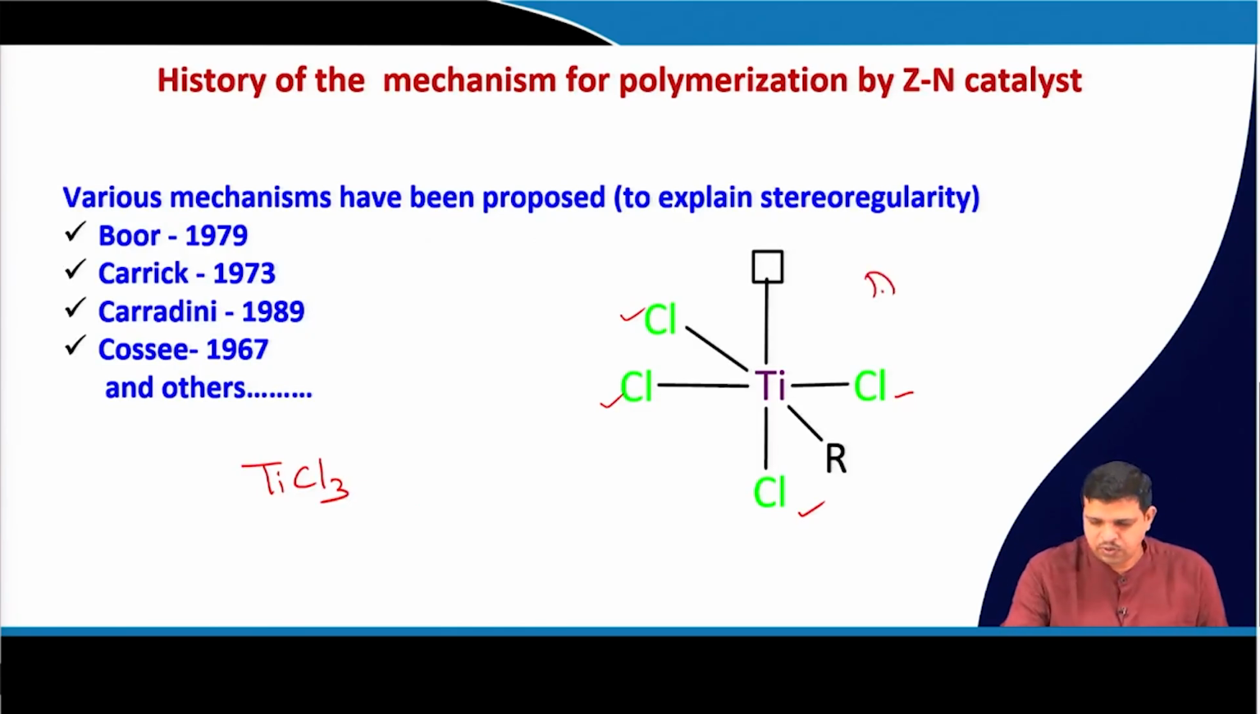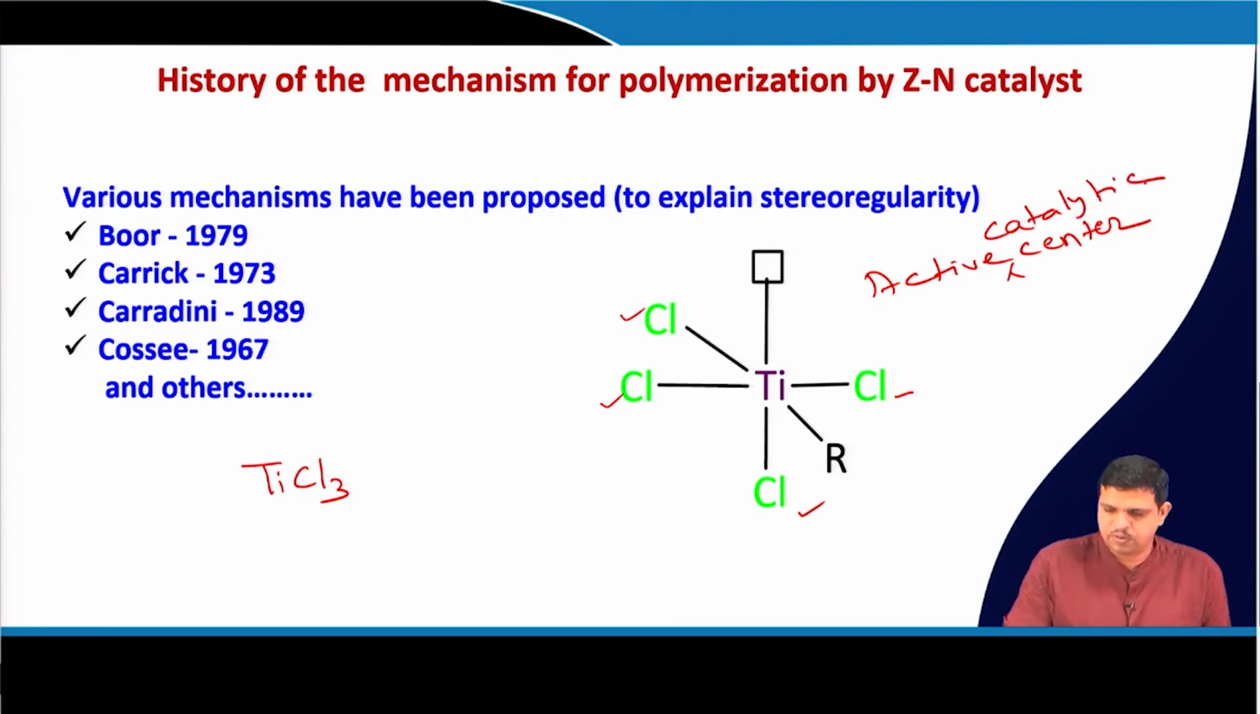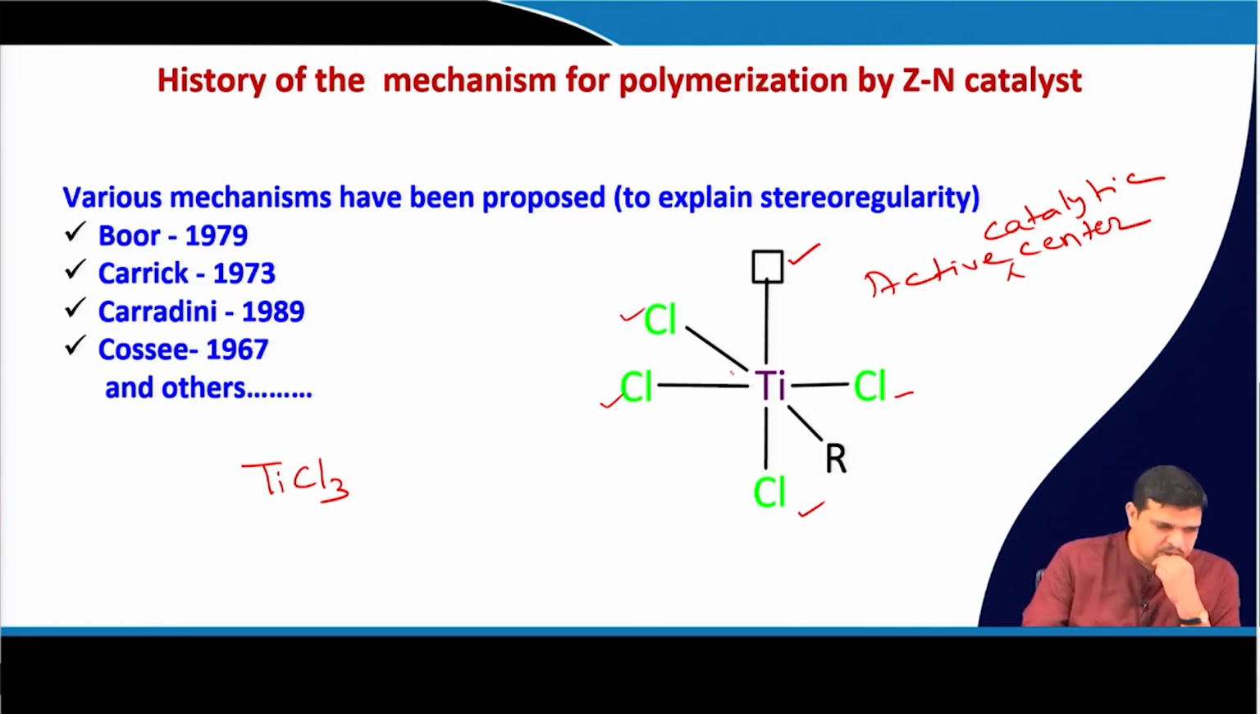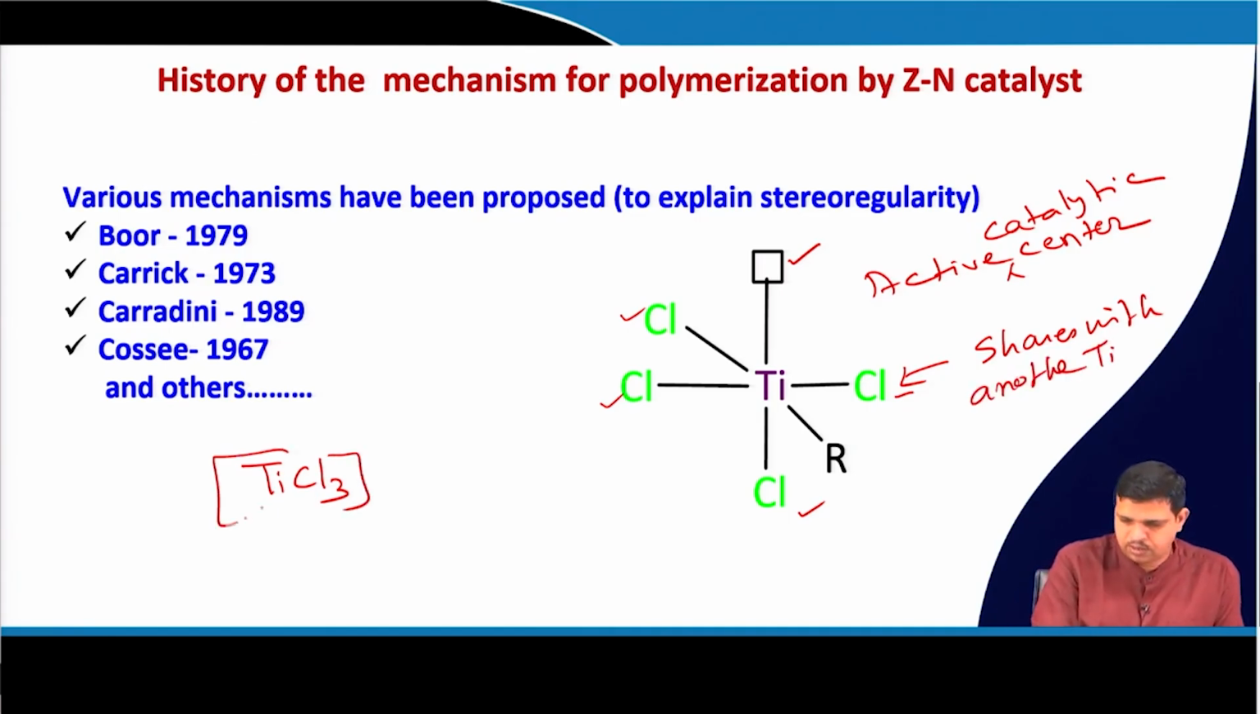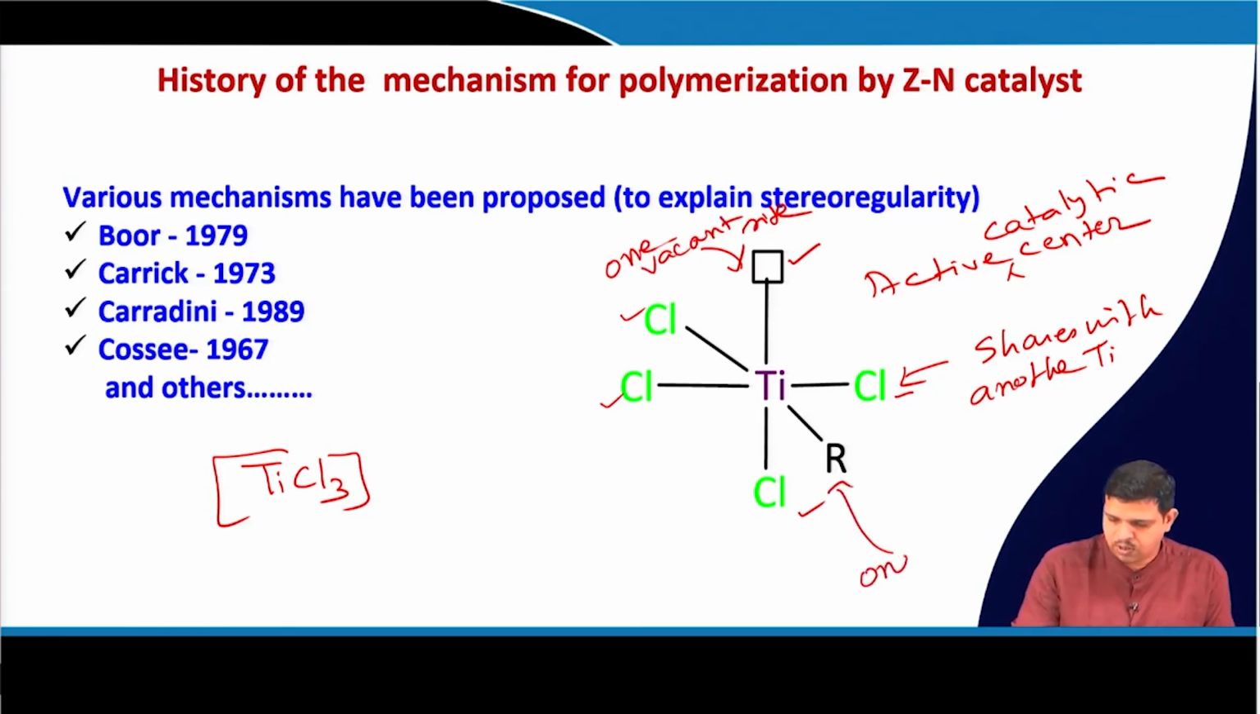So this is actually the active center, or rather you can say the active catalytic center, where you will see there is one vacant site, and all the chlorides are basically shared with another titanium, and one vacant site and one alkyl group. So this is important to understand.